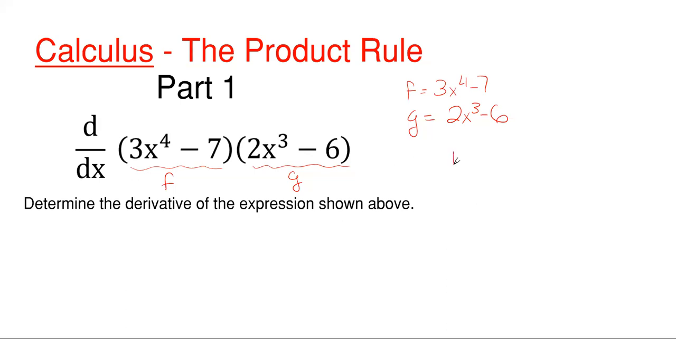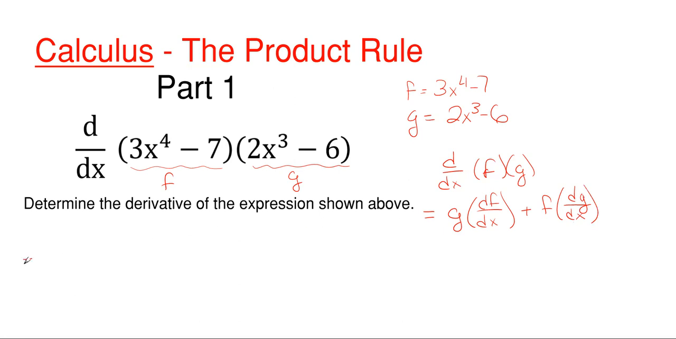So whenever you have an expression that looks like this, like we just had, and we turned it into a simplified form with f times g, the derivative will be equal to g times the derivative of f with respect to x plus f times the derivative of g with respect to x.